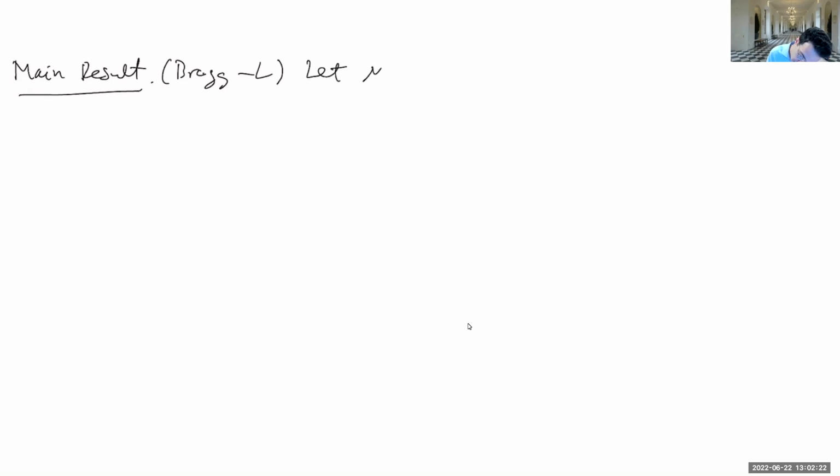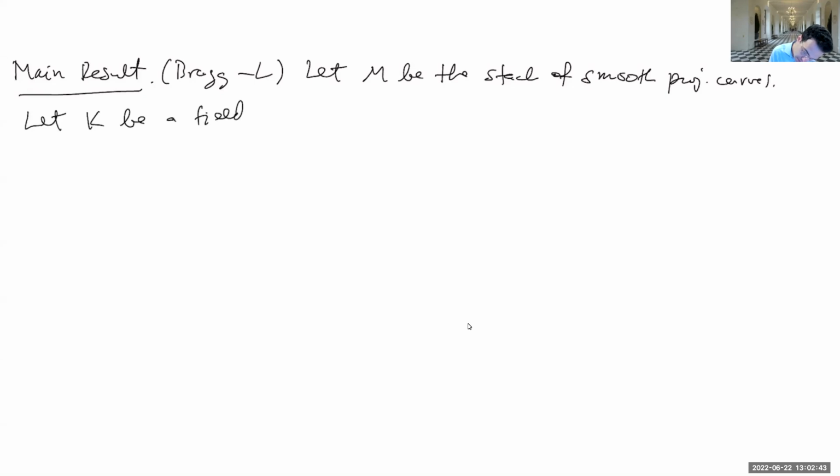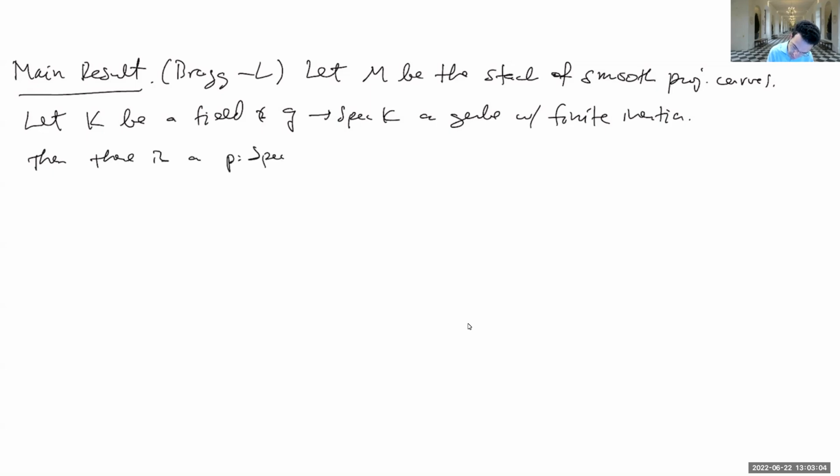Here's one version of the thing that we proved. Let M be the stack of smooth projective curves. And don't worry, I'll put this in context in a second. Let K be a field and curly G to Spec K a gerbe with finite inertia. Then there is a K-point P over K such that the residual gerbe of P is G, up to isomorphism.